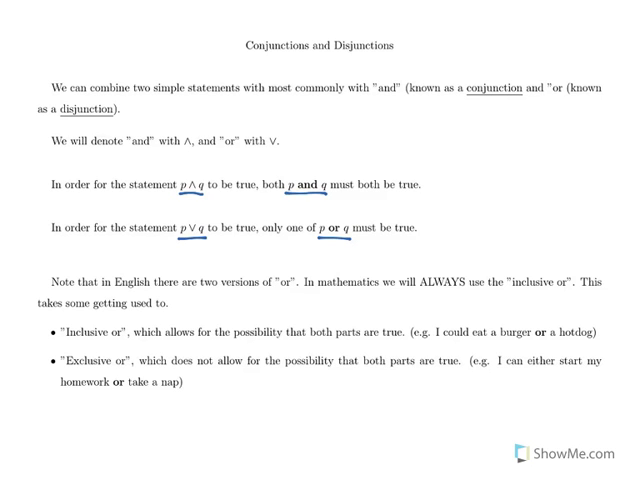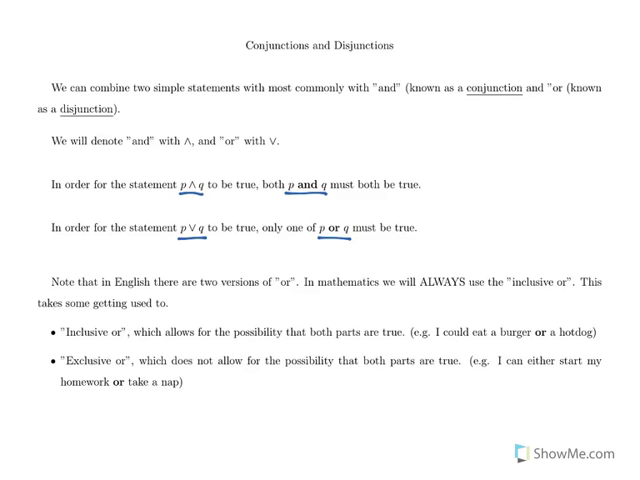So let's see what I mean by this. The inclusive or allows for the possibility that both parts are true. So for example, I could eat a burger or a hot dog. In fact, I could have both a burger or a hot dog. It's not an either or kind of thing. The exclusive or is that either or possibility.